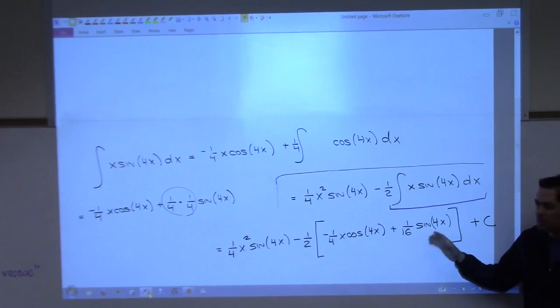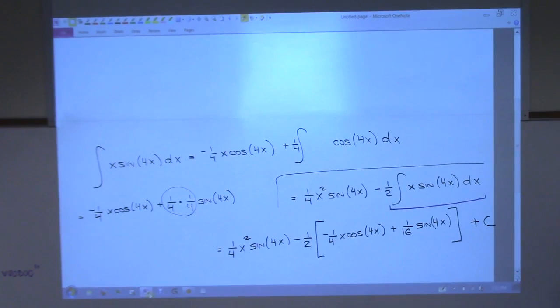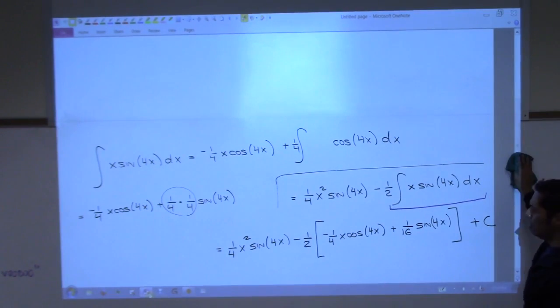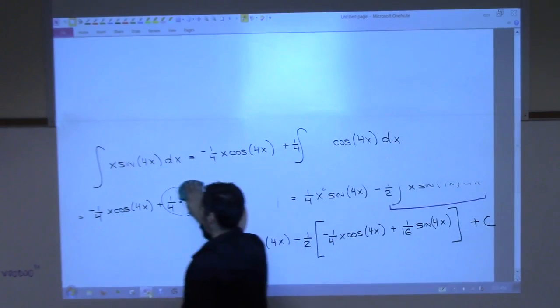To get, so it's all here. It's two pieces, two integration by parts. All right, final answer.